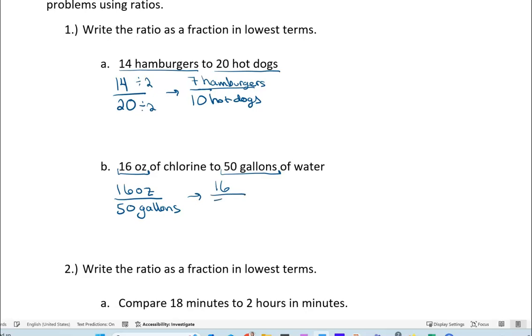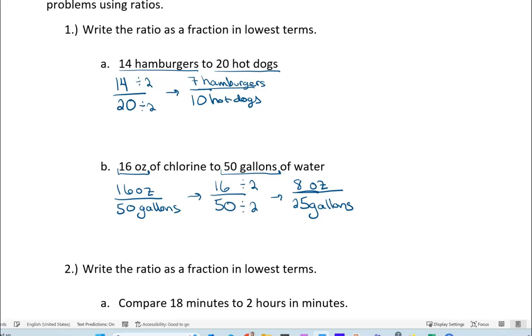Okay, so I'm this time just rewriting it without units. These are both even, so again, I can factor out a 2 from both, and I get 8 over 25. So 8 ounces to 25 gallons.